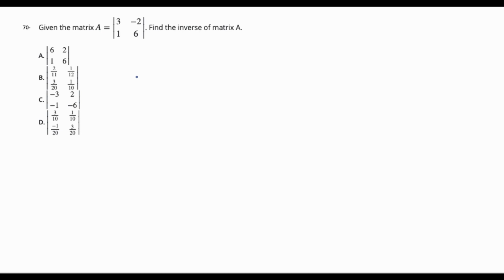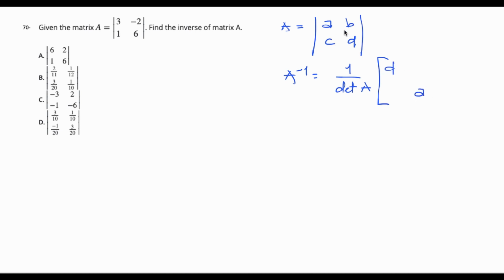Question 70 says, given the matrix A equals this, find the inverse of matrix A. So if we have a matrix A equals a, b, c, d. Now the inverse of this matrix, A inverse, is equal to 1 over the determinant of A. So now we have to flip the elements on this diagonal here. So this is going to become d, a, and we keep the elements on the other diagonal, b, c. However, we have to multiply them by minus 1. So b becomes minus b, and c becomes minus c.